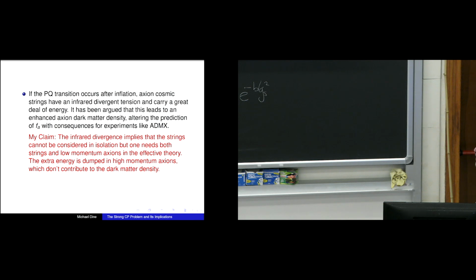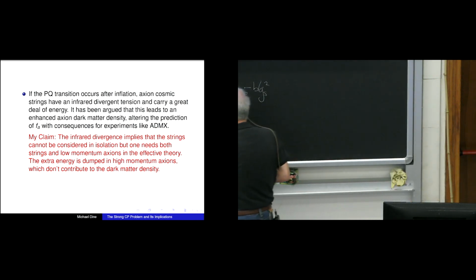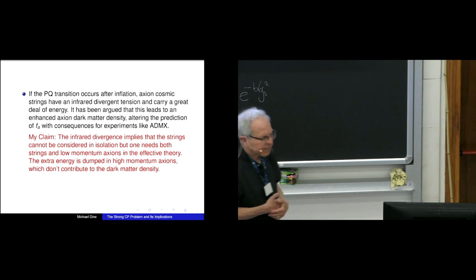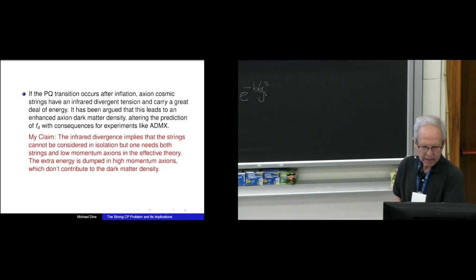So if a Peccei-Quinn transition occurs after inflation, which is where one gets this limit, so if I have a post-inflationary transition, this is kind of the standard picture for the dark matter. So f_a, something like 10 to the 12, maybe 10 to the 11 GeV, gives the dark matter. And as we've seen, and I think a number of people here are working on, axion cosmic strings arise in this context. And they have an infrared divergent tension, and they carry a great deal of energy.